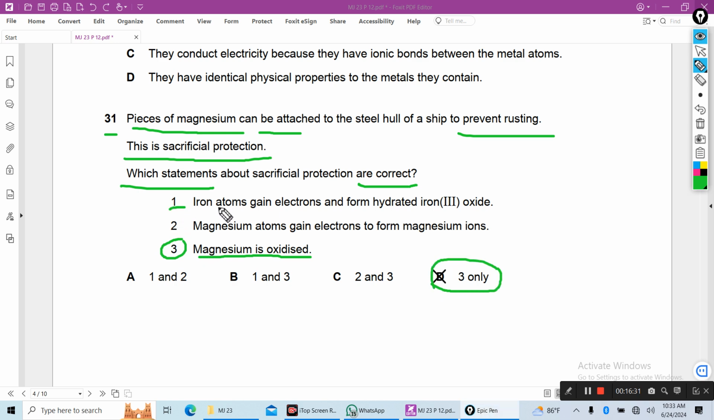Why is 1 wrong? Iron atoms gain electrons? No. And form hydrated iron 3 oxide? This is wrong. Magnesium atoms gain electrons? No. Magnesium atoms lose electrons to form magnesium ions.